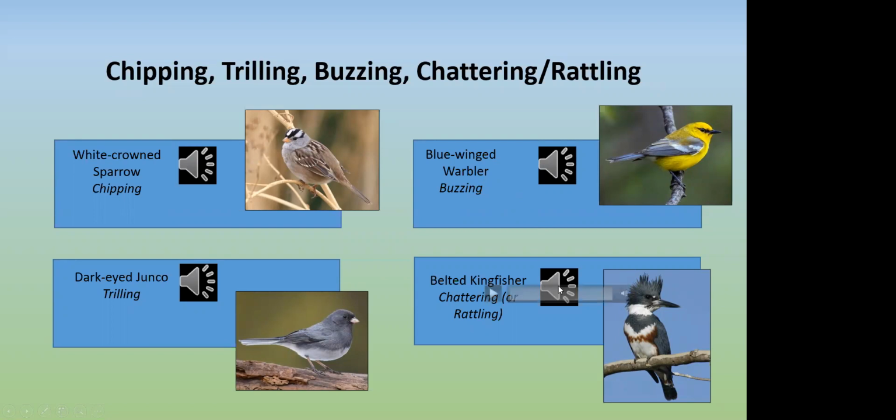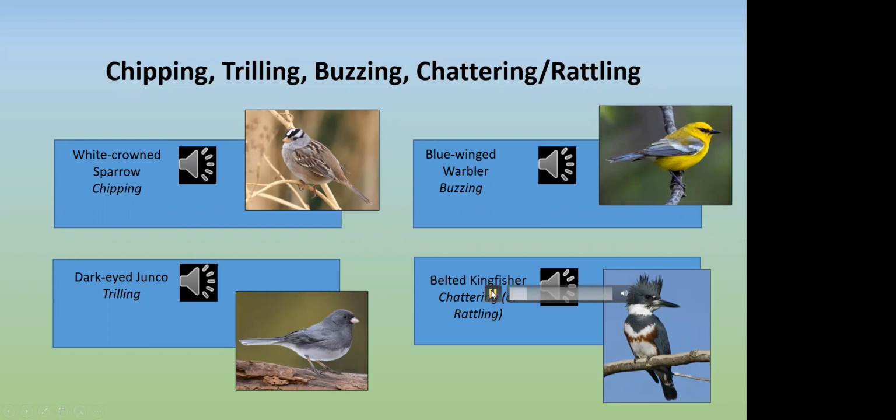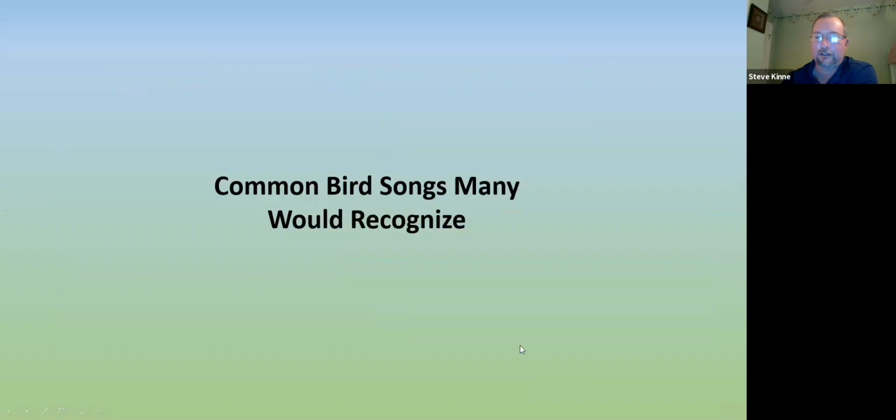And then the very last thing we'll have you listen to is a belted kingfisher, which is a chattering or a rattling. And that's a very distinctive thing. If you ever are around water and you'll hear that chattering, that's always the belted kingfisher. Okay. So those are some of the other descriptive words that we use.